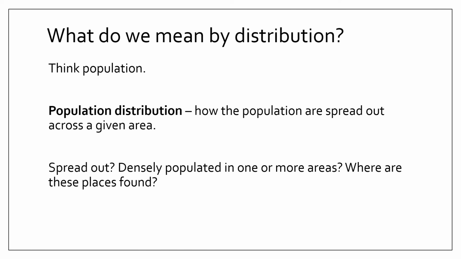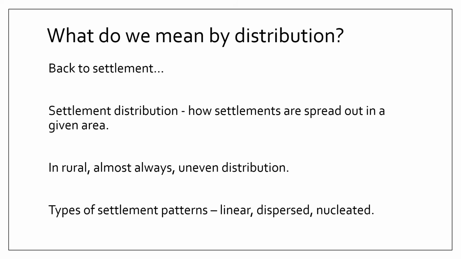So what do you mean by distribution? Well, let's think back to population. Population distribution is how the population is spread out across a given area. So what do you mean by spread out? Well, is it densely populated in one or more areas? Where are these places found? So when we come back to settlements, settlement distribution means how settlements are spread out in a given area. In rural areas, which is what this is, it's almost always uneven distribution. And when you come back to this, you look at various settlements and you think, what are their patterns? Are they linear, dispersed, or nucleated?